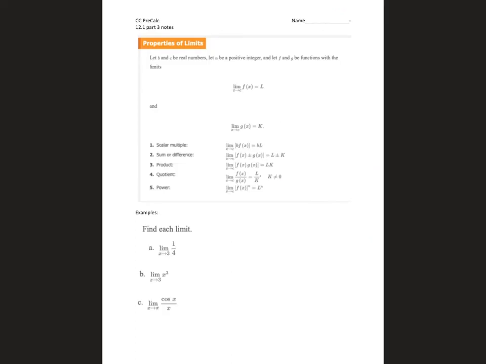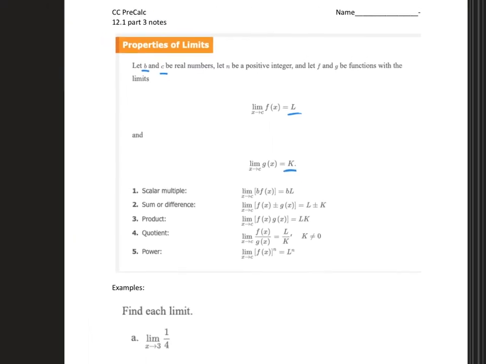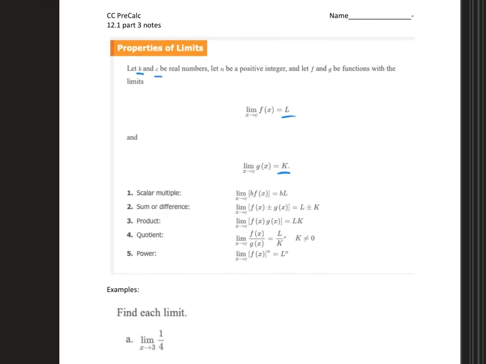On this slide, just some more properties of limits. We've got b and c that are real numbers, n as a positive integer, and f and g are functions with limits. The limit of f of x as x approaches c is L. The limit of g of x as x approaches c is k. So we have different limits for those two different functions, and these properties are true. Number one, scalar multiple. If I'm multiplying the function f by b, I can take the limit of f of x and multiply that by b. So scalar multiplication is just multiplying that limit by a scalar.